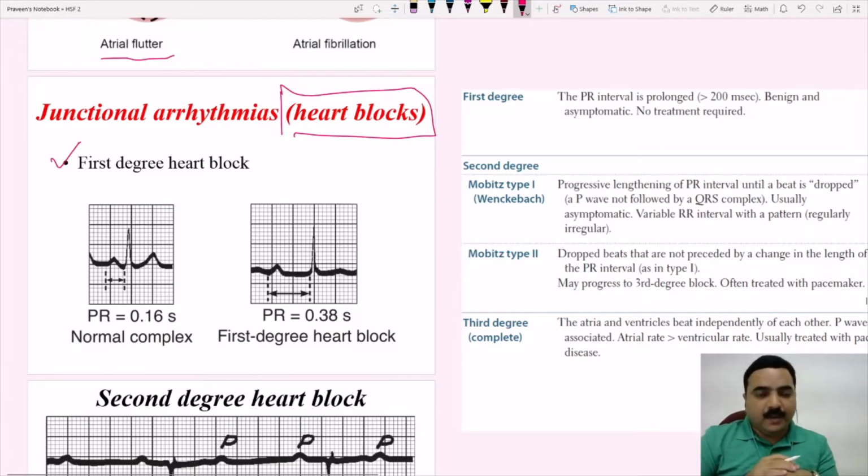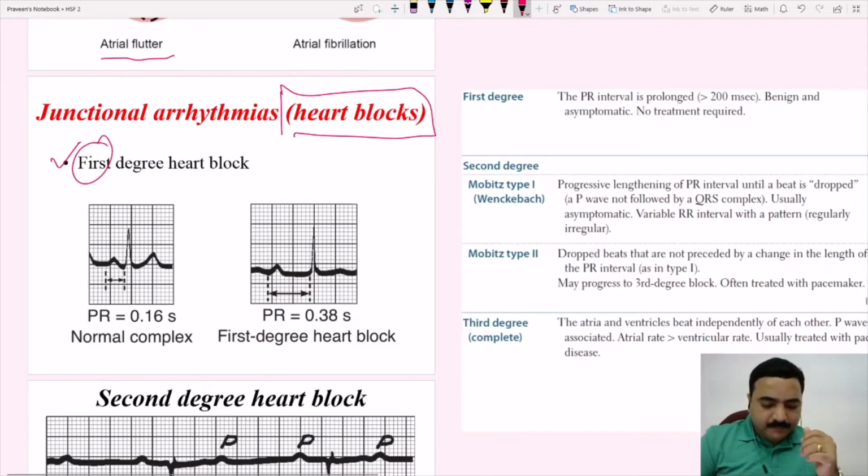Now let us see the details of these blocks. In the first degree heart block, all the impulses are passed down but with a delay, and this delay in the AV node is represented by the PR segment. So what will happen to the PR segment or the PR interval? It gets prolonged. So you will see a prolonged PR interval or a prolonged PR segment.